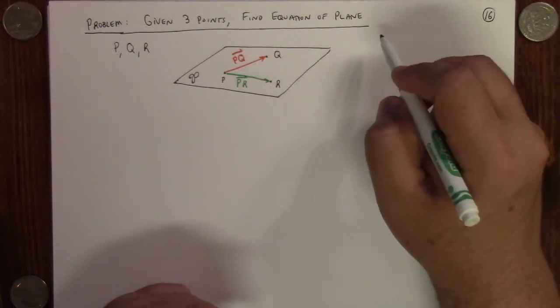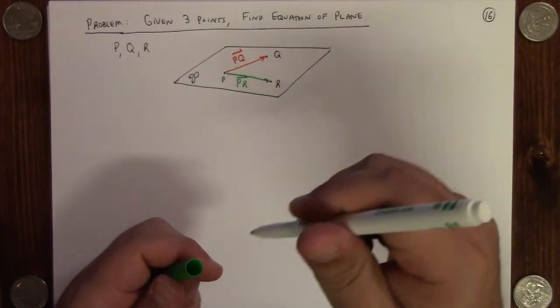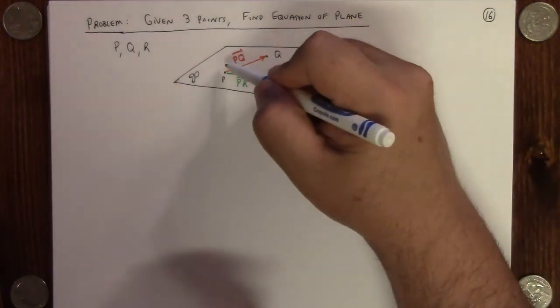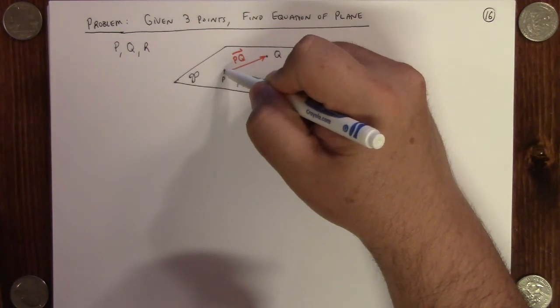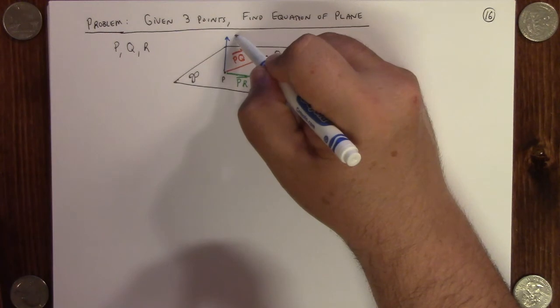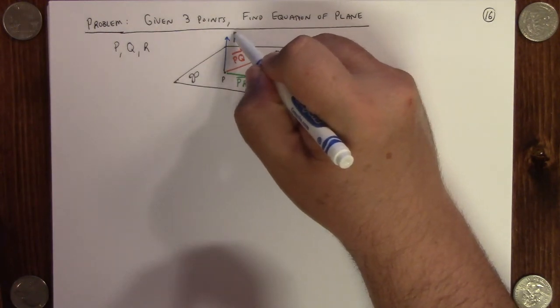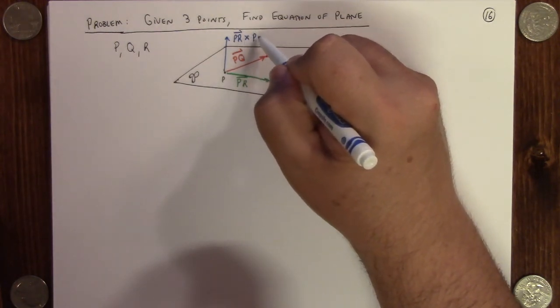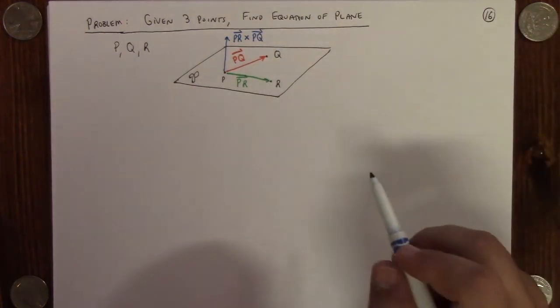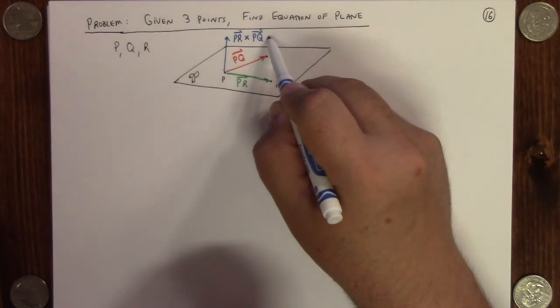And if you think about it, of course, the normal vector, I want a normal vector to be perpendicular to those two guys. So an obvious choice would be PR crossed with PQ, right? Take the cross product of those two vectors. That gives me a vector which is perpendicular, and so this can serve as the normal.